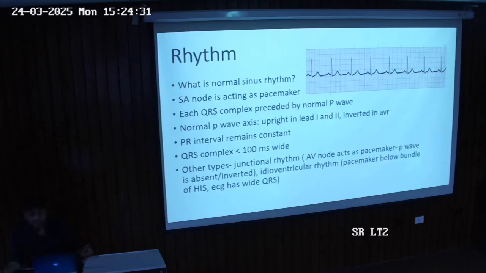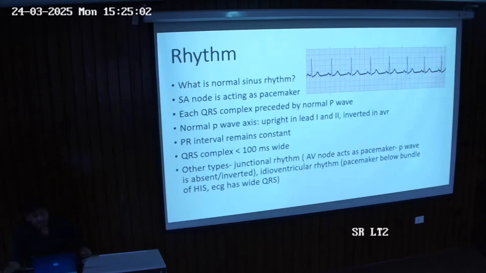P waves are upright. PR interval is the same. T wave is upright. QRS duration is the same between successive leads. That is normal sinus. Sinus means in sequence, one after another. The SA node is acting as a pacemaker. So each QRS complex is preceded by a normal P wave. Normal P wave axis is upright in lead 1 and lead 2. PR interval remains constant. QRS complex is less than 100, it's not wide.